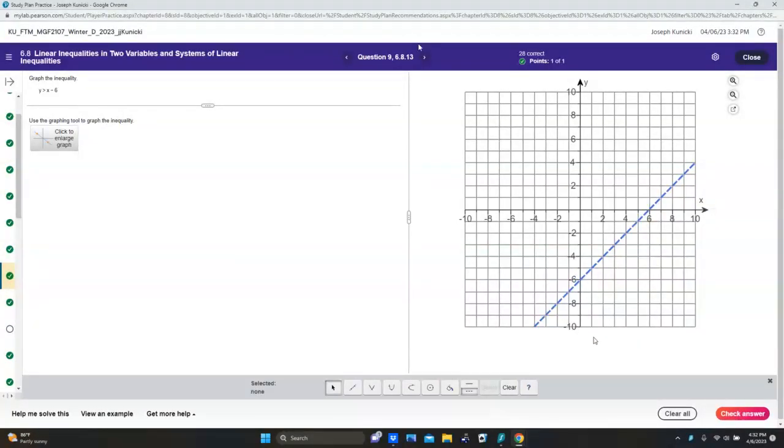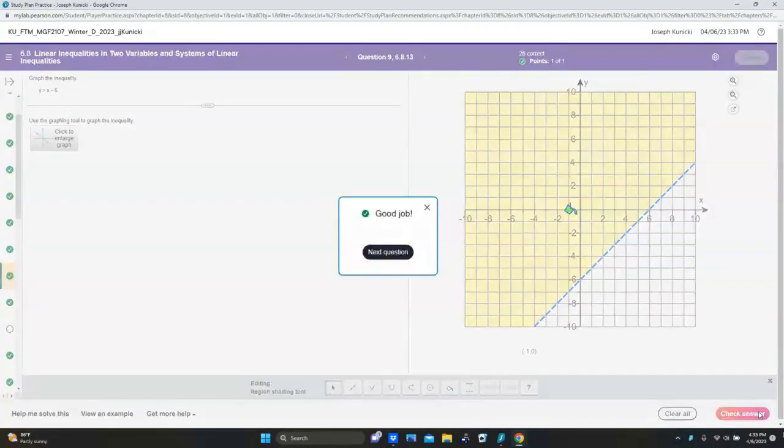Now to finish this, I have to shade in above the line or below the line, or to the left of the line or to the right of the line, however you perceive it. So if you test the origin, which is right there, you could see that I would get the statement 0 is greater than -6. True. So I go down here to the tools and I hit this paint bucket right here. It says shading tool. And I put it above where the origin is. And there's my solution. It's the half plane above the line. And I check my answer, and they say, good job.